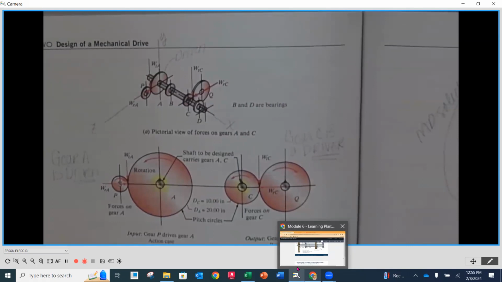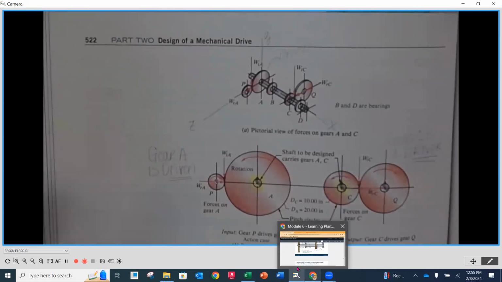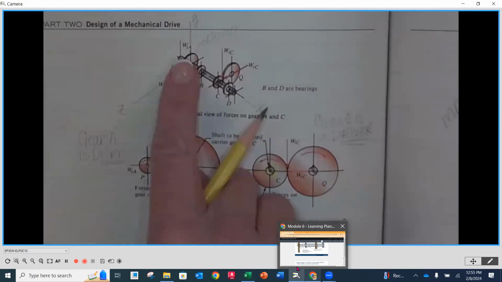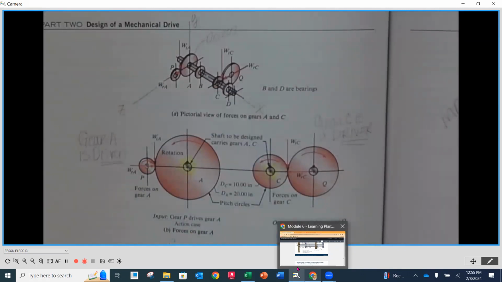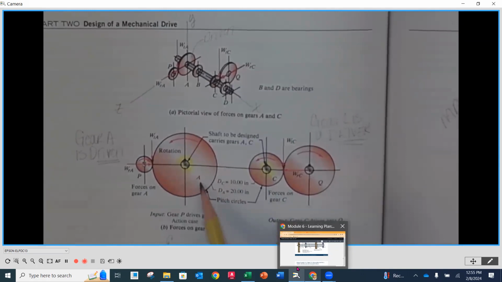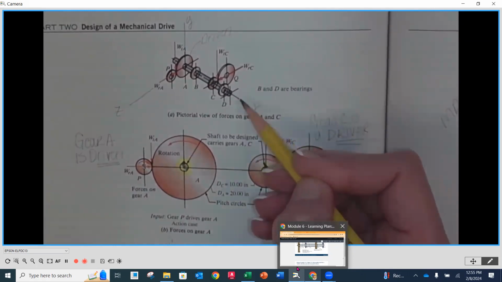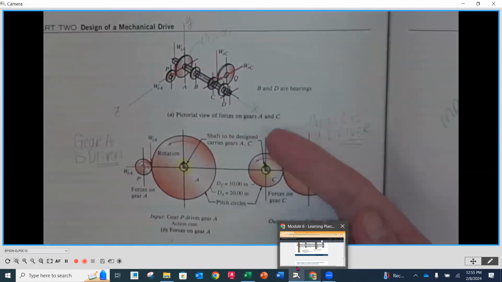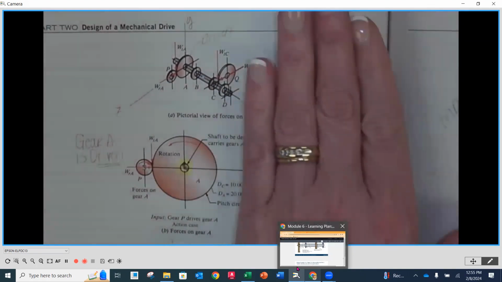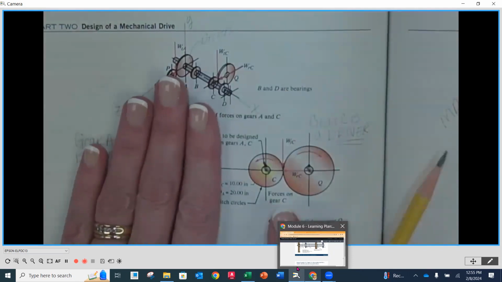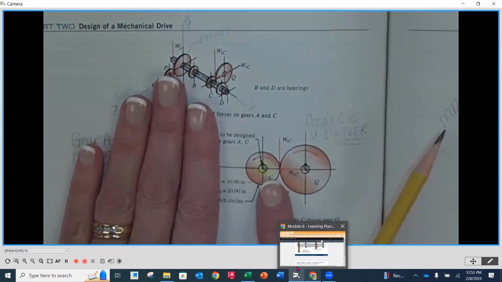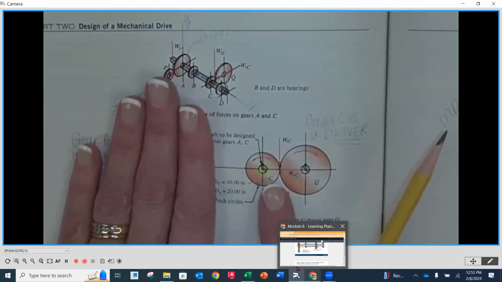On the top of page 522, we have a pictorial of our shaft with the gears and engagement, as well as the bearing locations. We also have, looking down the shaft, gear A, and looking down the shaft, gear C. These two right here are our shaft, and the direction they're looking in is looking down the x-axis. So this is a right side view of just gear A, and this is a right side view of just gear C. Let's look at A first.